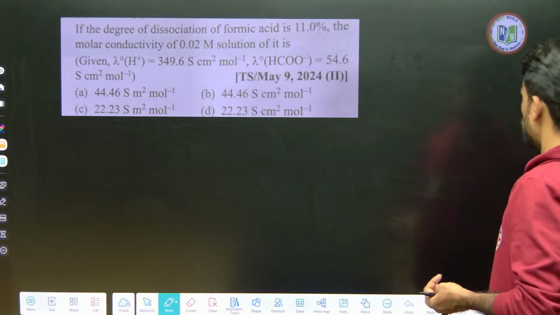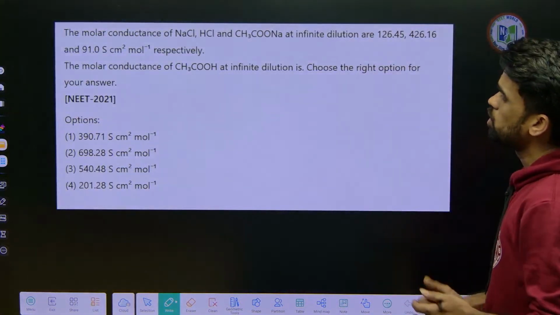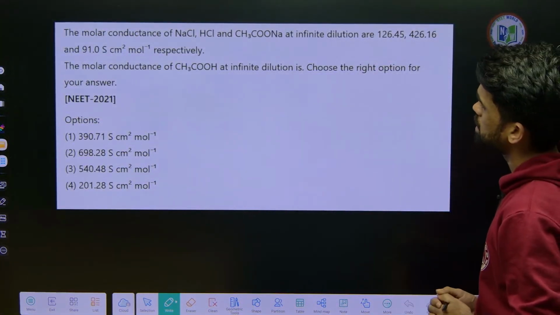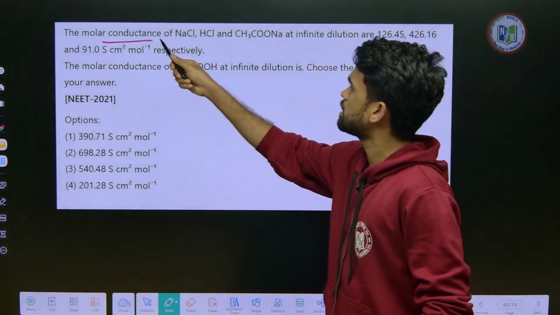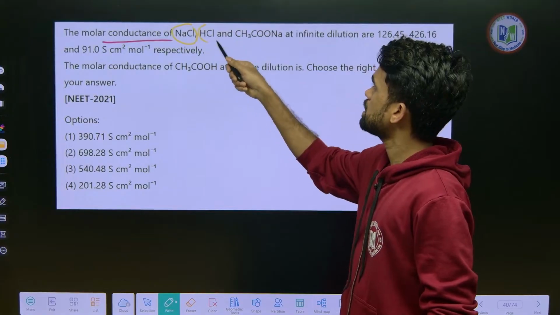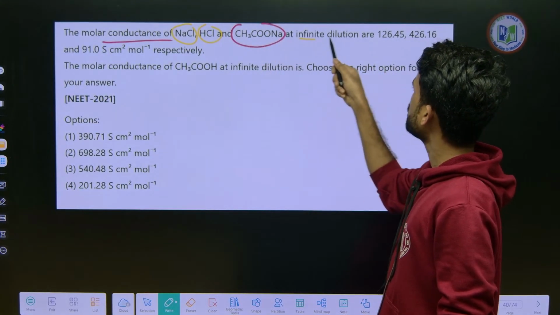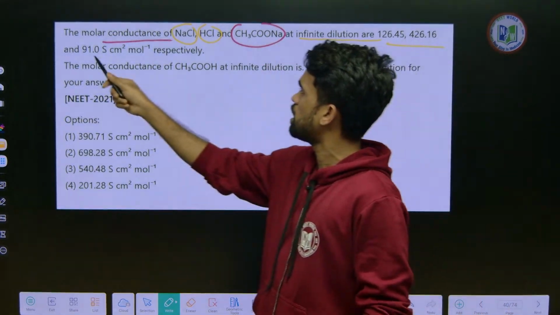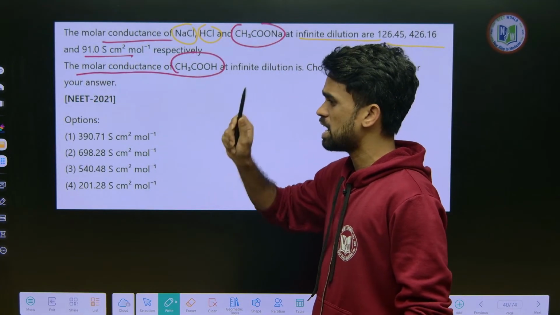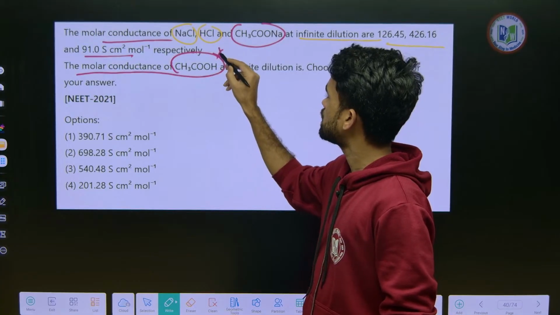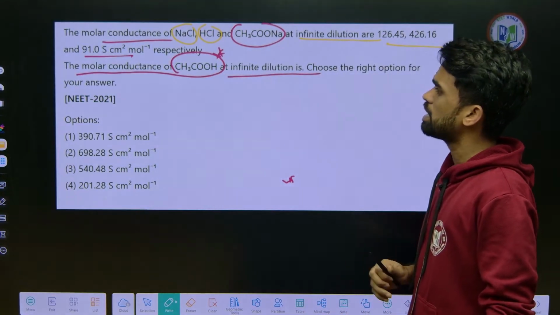Okay, you want a few more minutes. Yes, look at this. This is a little easier question. Now see, the limiting molar conductances of NaCl, HCl and sodium acetate at infinite dilutions are given in this way. Then they are asking the molar conductance of acetic acid. What they are asking? Molar conductance of acetic acid at infinite dilution.